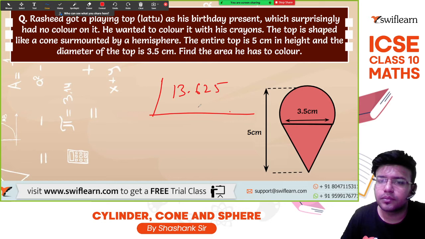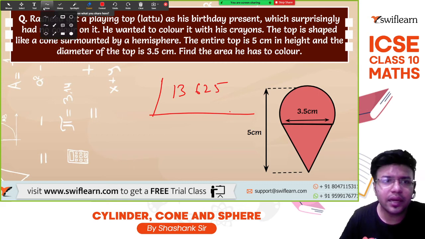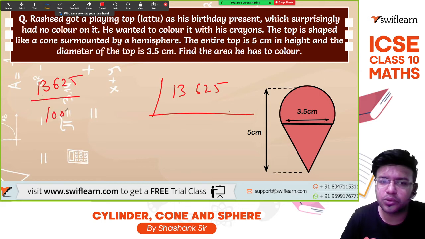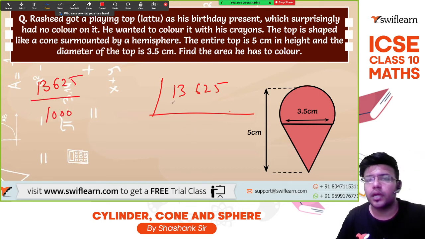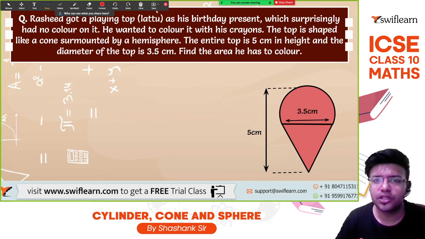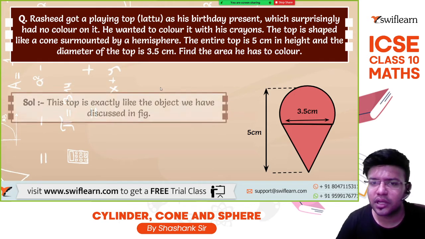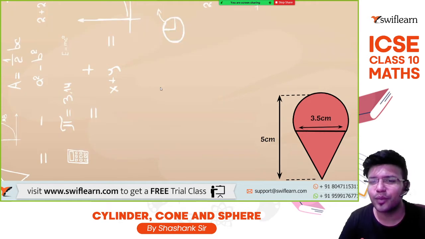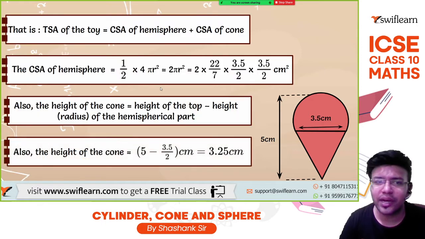Okay, yes, for a while now. So I'll take it like this: 13.13625 divided by 1000. Now the square root of this you find by the long division method. Or let's take the help here, so we will get the calculated values.